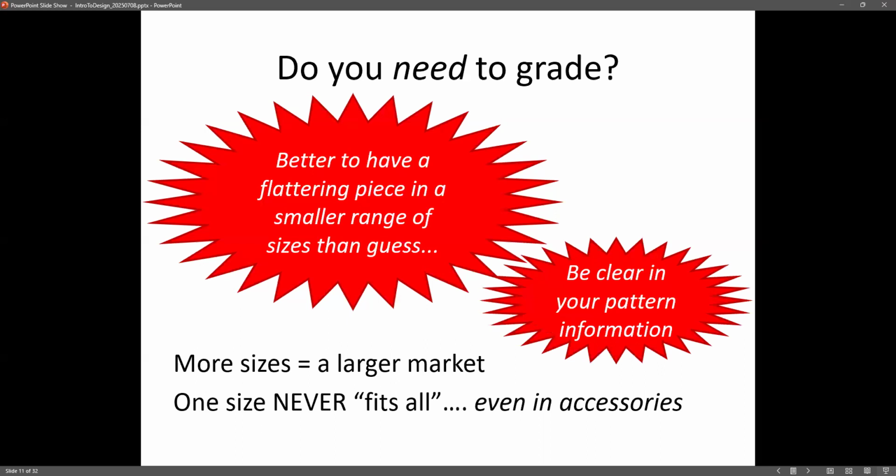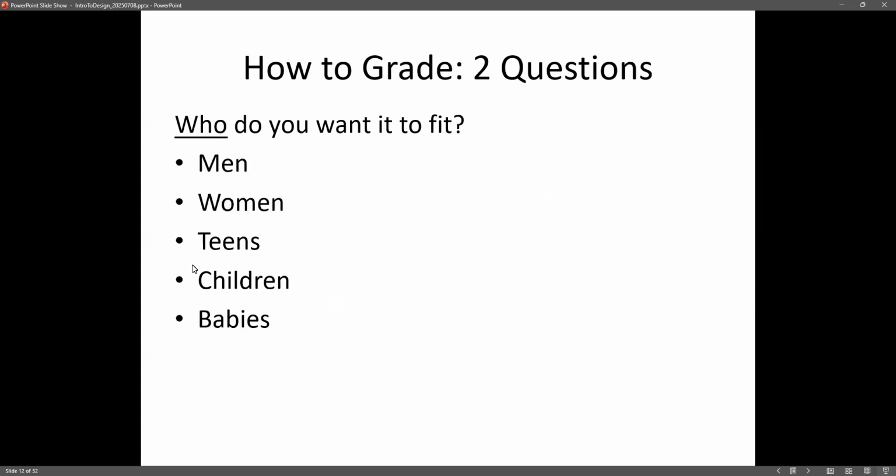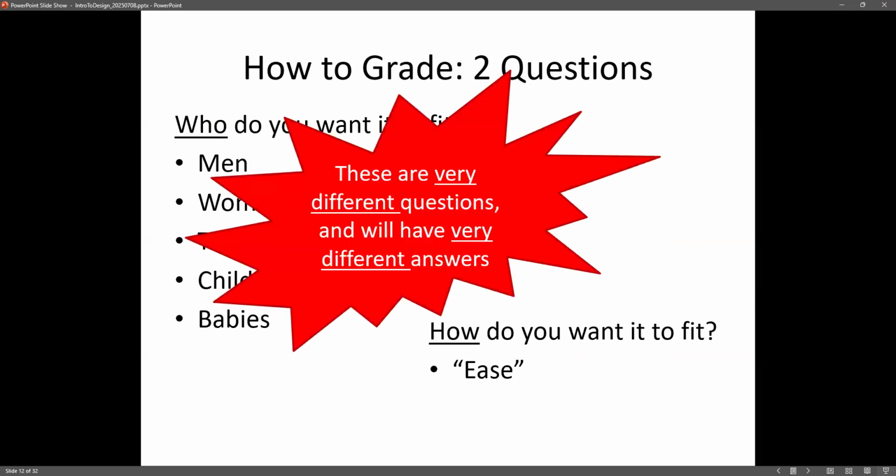So now, as to the question about how to grade, there are two questions. To cut to the chase, it is not about ratios. It should never be about ratios. If somebody's doing it through ratios, they're not doing it right. Because what you need to do is decide who you want it to fit and how you want it to fit, right? And I've already said these are different questions and we'll have different answers.